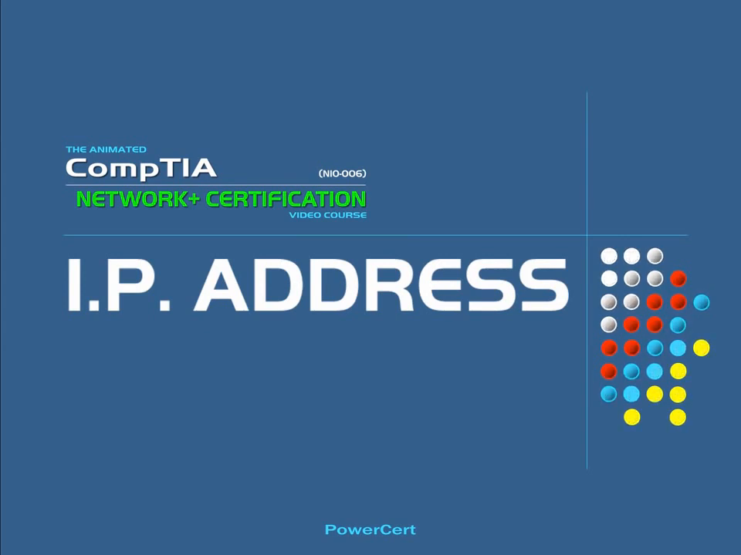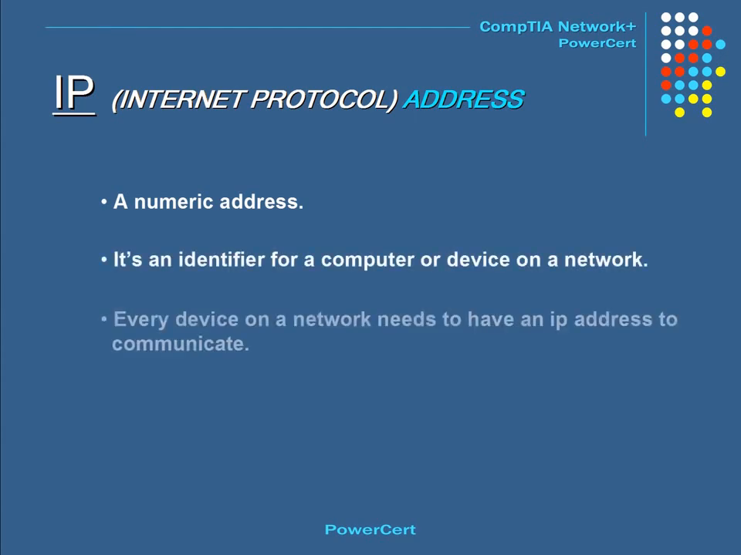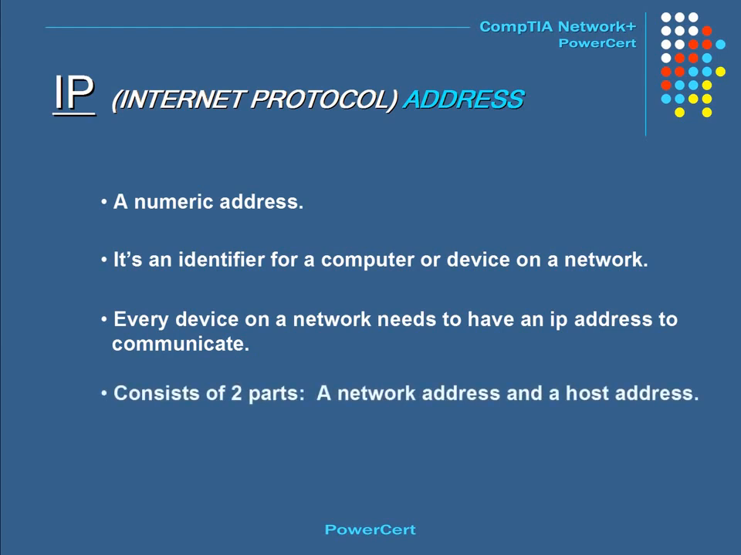An IP address is a numeric address. It's an identifier for a computer or device on a network. Every device has to have an IP address for communication purposes. The IP address consists of two parts. The first part is the network address, and the second part is the host address. There are also two types of IP addresses. The first one is the most common one. It's called IP version 4. And the second type is IP version 6.